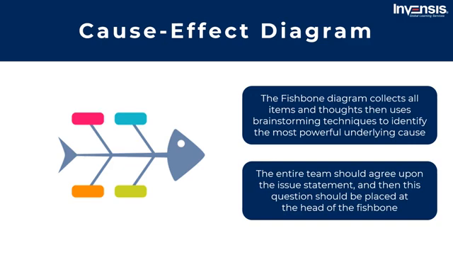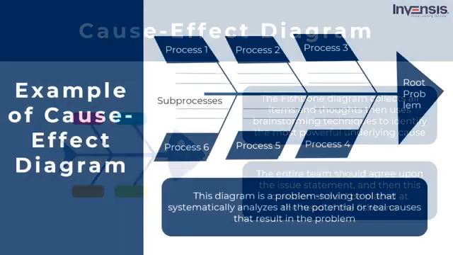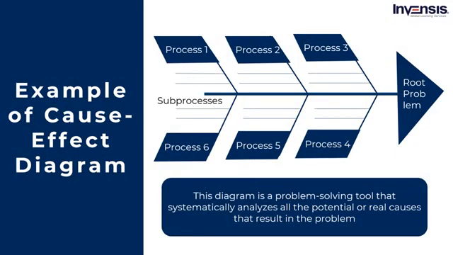To begin, present your inquiry as a question, followed by the question why. This will help with brainstorming because each issue should have a solution. Next, the entire team should agree upon the issue statement, and then this question should be placed at the head of the fishbone. Here is a simple diagram to explain its working.